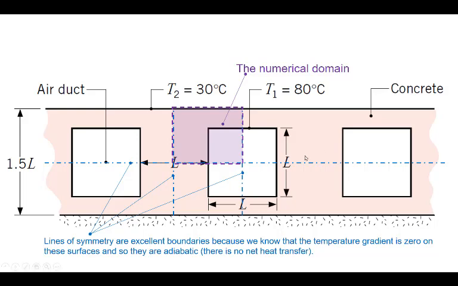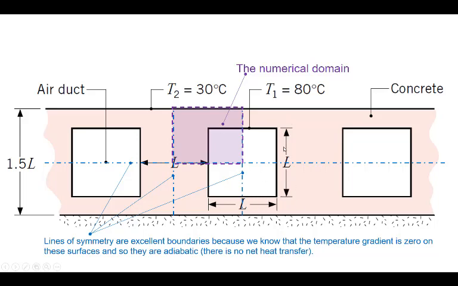The 3 lines of symmetry in this problem are located at the midplane in the wall, at the midpoint between 2 rectangular ducts, and at the midpoint in a particular duct. If we are to analyze the heat transfer in the numerical domain denoted by the shaded purple rectangle, we would obtain the same distribution of temperature as in this purple square. We'd have the same distribution of temperature below it, to the right of it, and to the bottom right of it in these other quadrants.